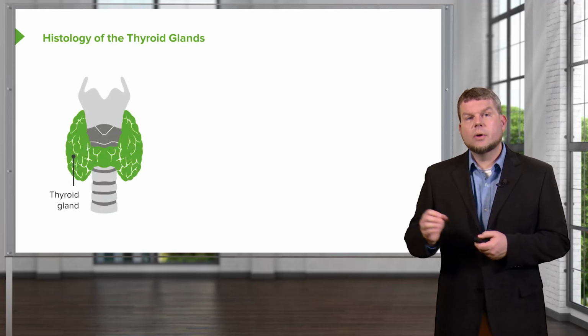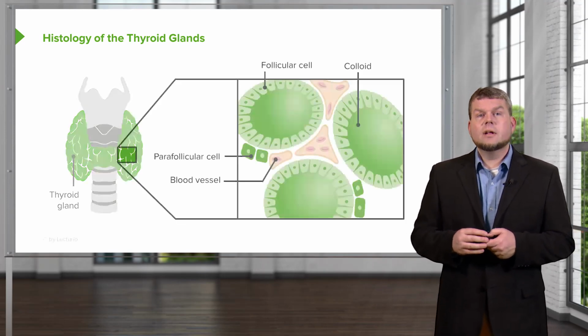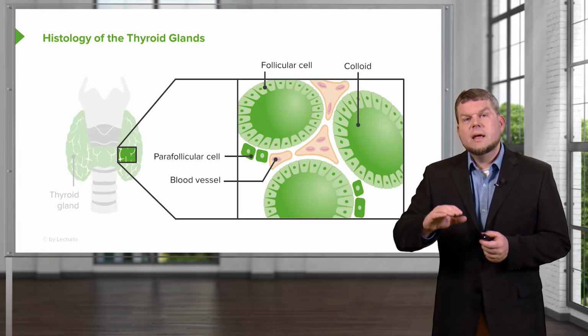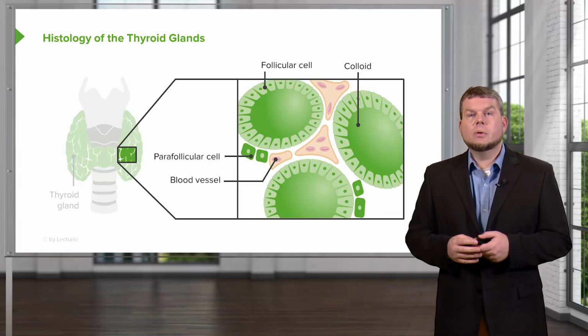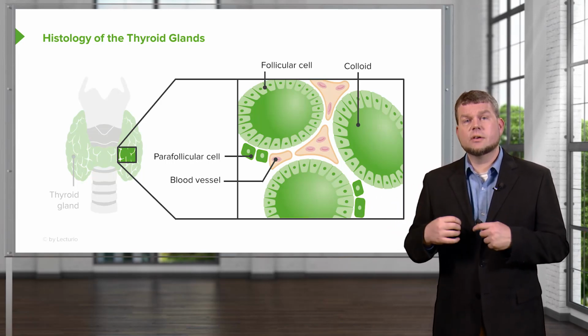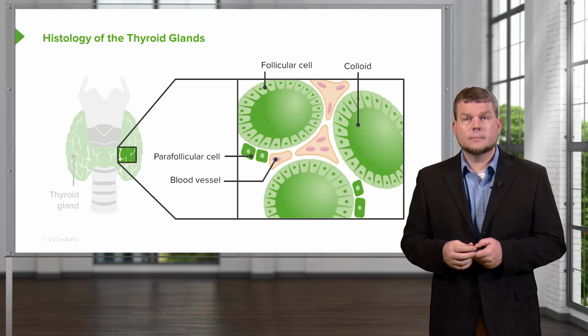So where does thyroid hormone come from? It comes from the thyroid gland. The thyroid gland, if we looked at the histology of it, is broken out with many of these cells wrapped around what we call a colloid. These follicular cells are going to be the ones that are going to be actively producing T3 and T4.